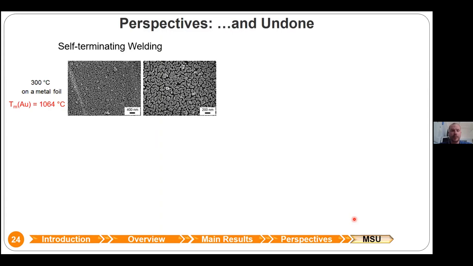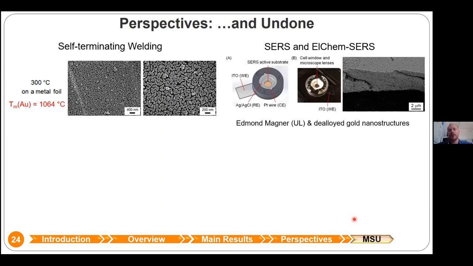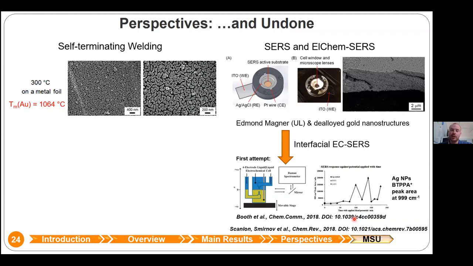Serres and electrochemical serres. This is a very interesting topic that we tried to touch, but never succeeded in it. But I think it's really a cool story when you can combine electrochemistry with some serous detection of the products or some intermediates. And as a logical continuation of this story is interfacial electrochemical serres.